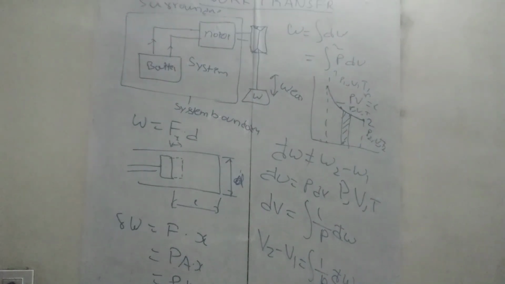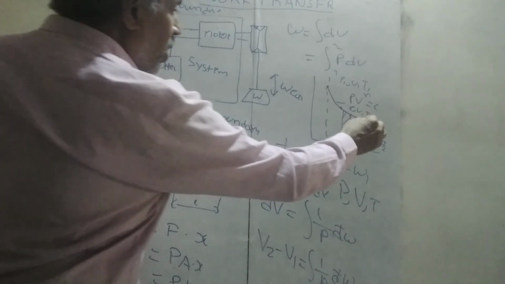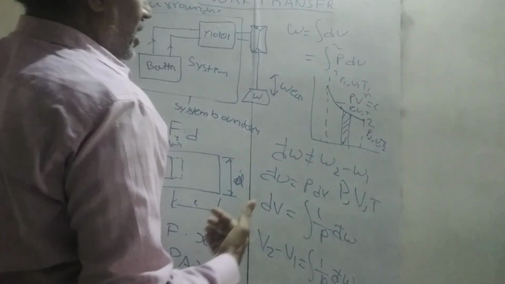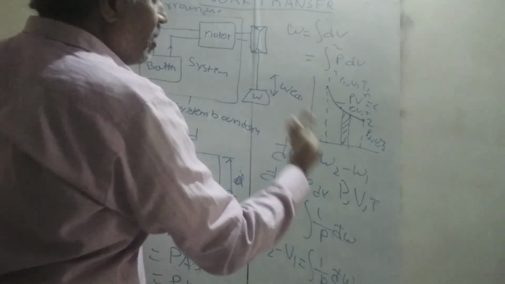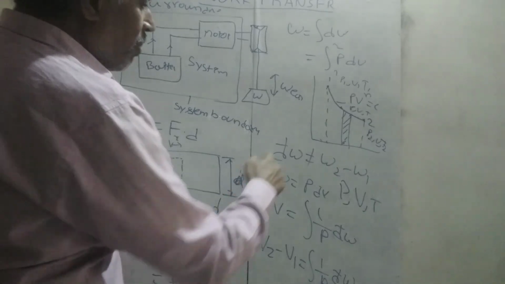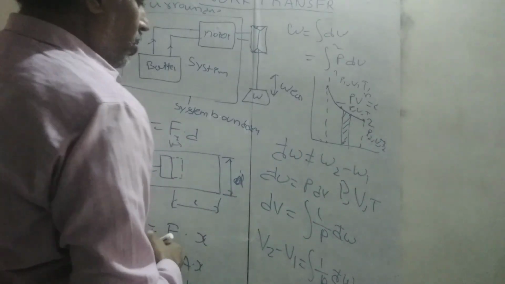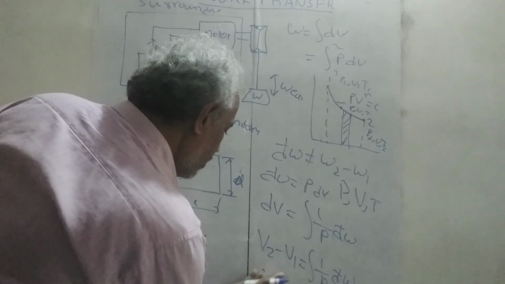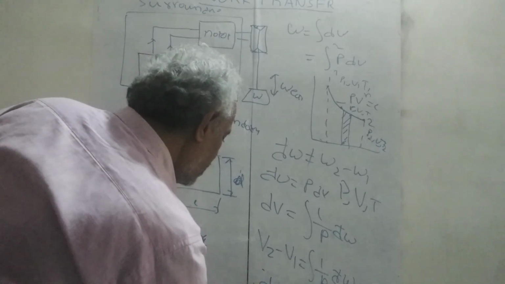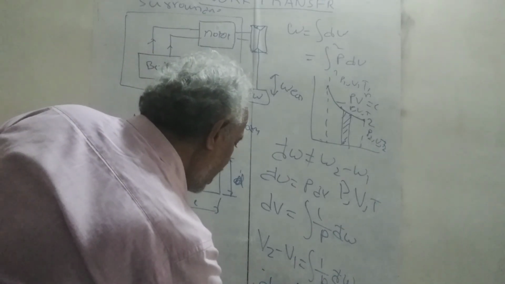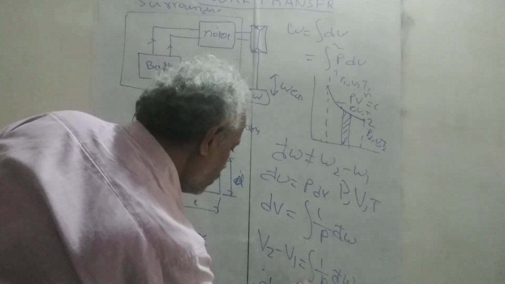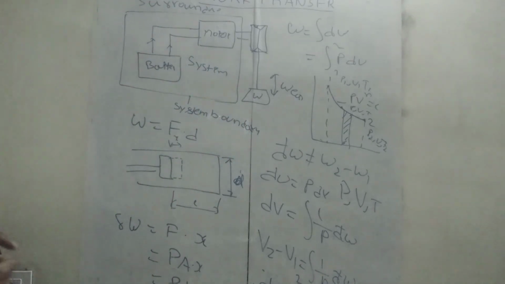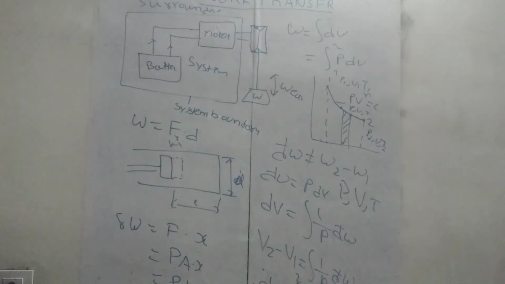But work at point 2 we cannot see, and work at point 1 we cannot see. But we can say the work between 1 and 2. So dW is not W2 minus W1, but rather the integral of P dV from 1 to 2. So this is a small discussion about work transfer, path function and point function.